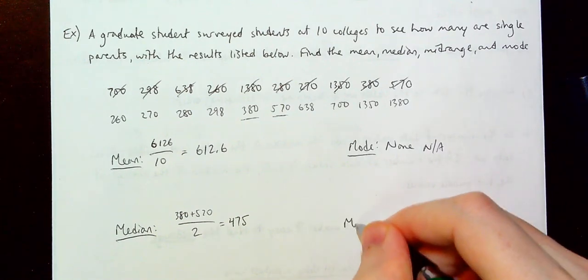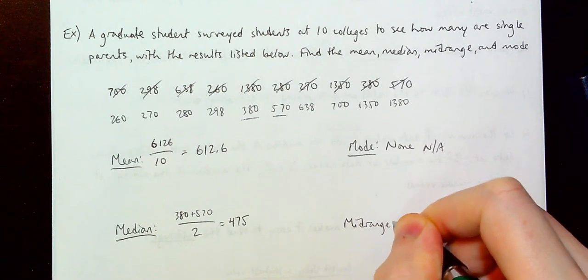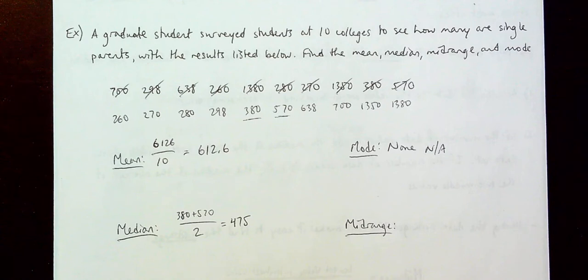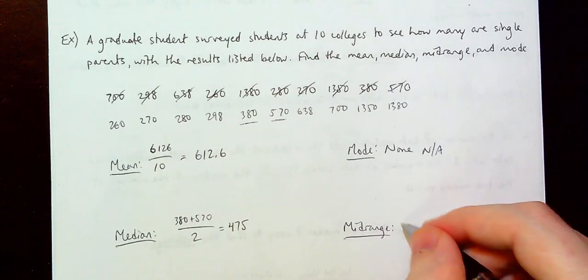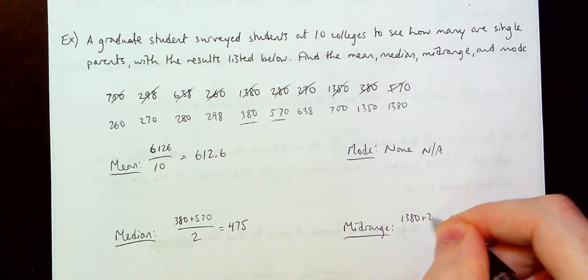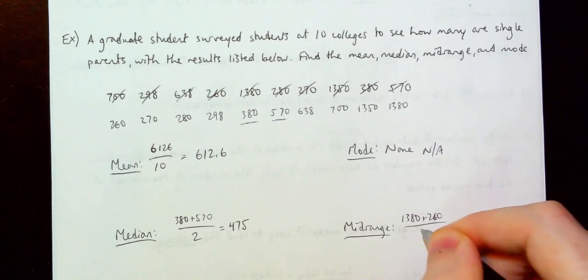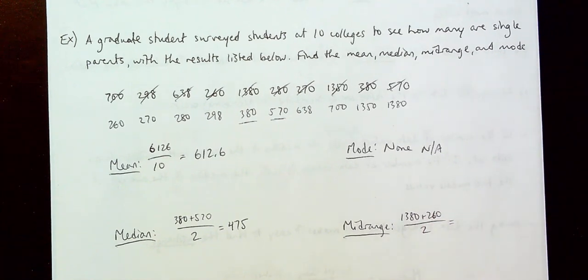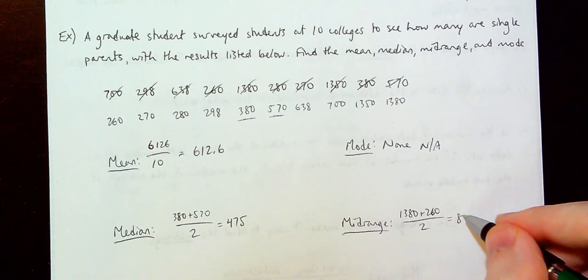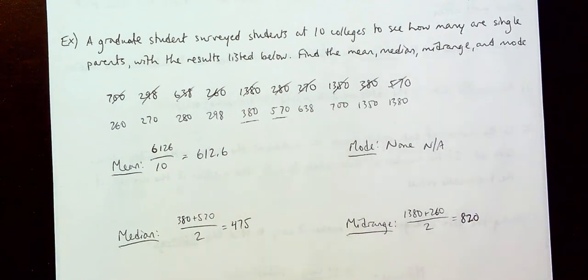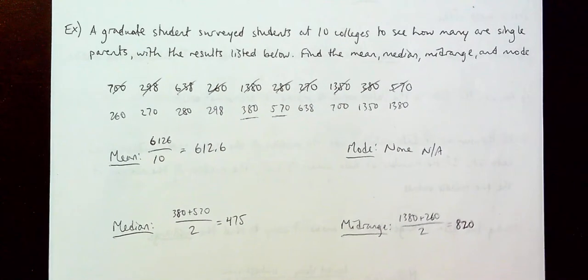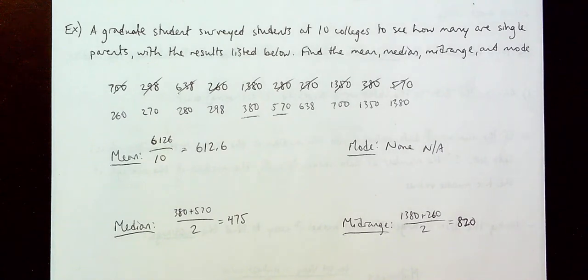And then lastly, our mid-range. Again, the mid-range is simply the average of the smallest and largest values. So 1380 plus 260, that sum divided by 2, and pulling out your calculators. If you do that average, you get 820. There. So there is our mid-range for this set of data.